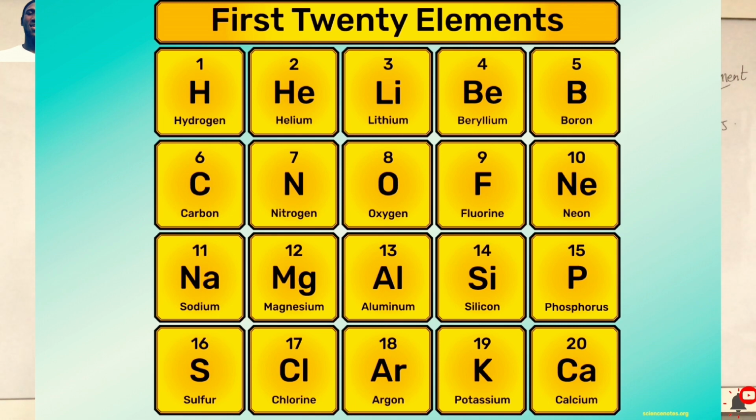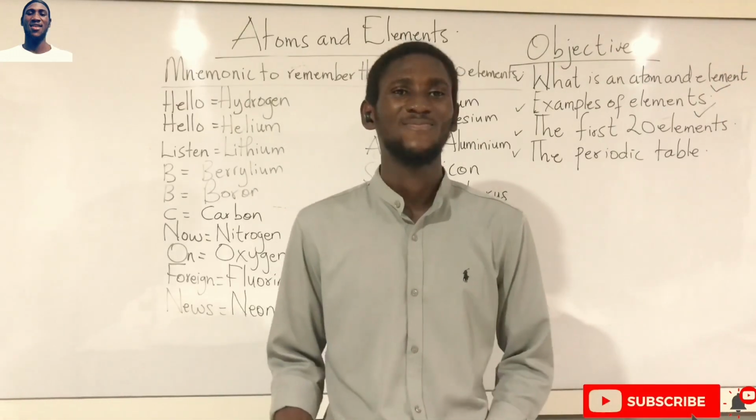Phosphorus, atomic number 15, P. Sulfur, atomic number 16, S. Chlorine, atomic number 17, Cl. Argon, atomic number 18, Ar. Potassium, atomic number 19, symbol K. Then the last element in the first 20 elements, calcium with atomic number 20 and the symbol Ca.